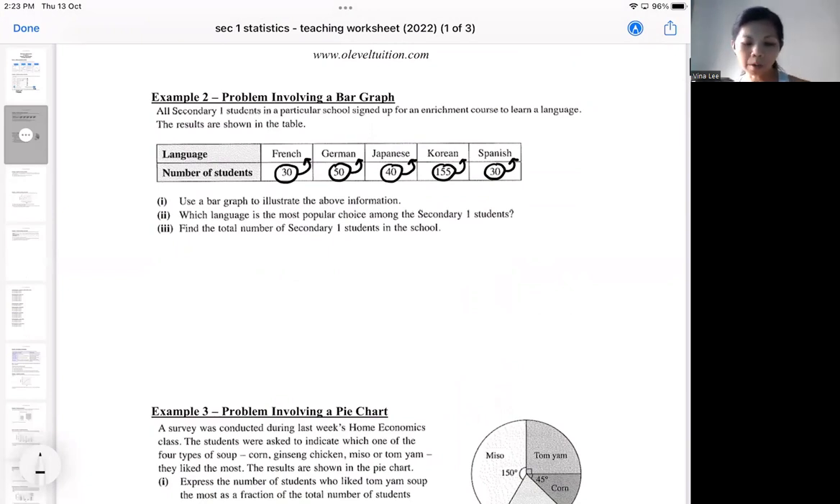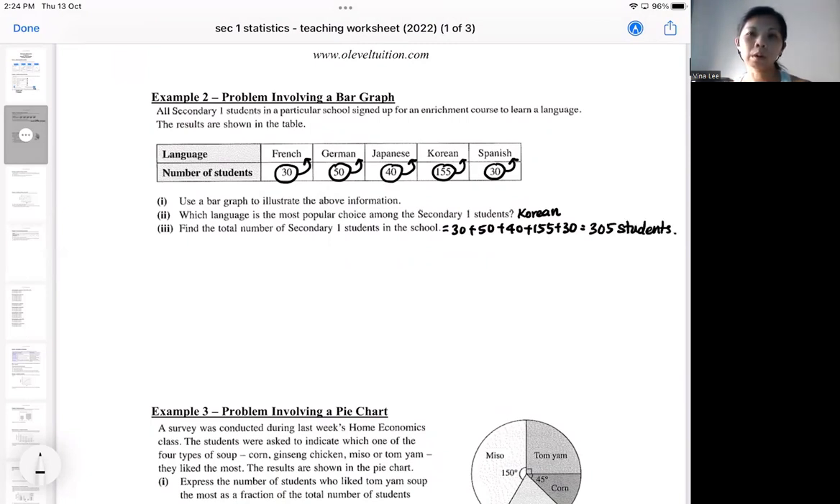So part 1, we're supposed to draw the bar chart to illustrate the information. Part 2, which language is most popular? Just by looking at the numbers, we know that Korean is very popular. But later on, we can also see it from the bar chart. Then find the total number. The total is also pretty easy. You just add up all the categories. So it's actually not difficult. I think the difficult part would be that the drawing can sometimes be a bit more challenging. So here I have 305 students.